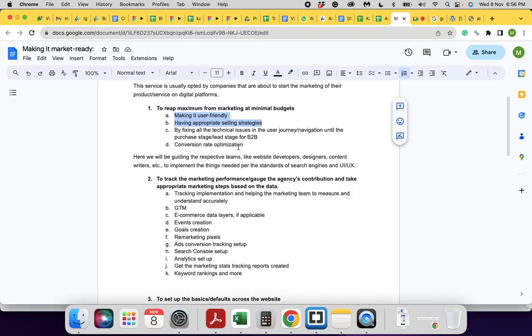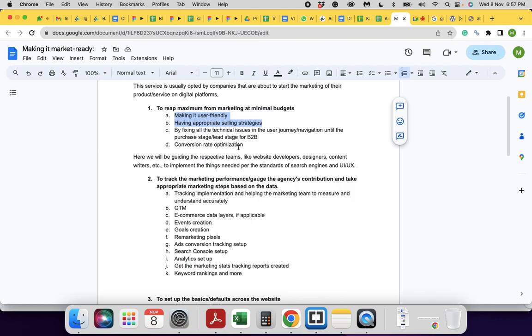Sometimes there will be an issue with the payment gateway, such as payment gateway failures or improper configuration of APIs, or it can be anything. Correct? So when you work on making it market ready, it addresses all of these issues as well, basically testing and identifying those issues. Did you all get that?